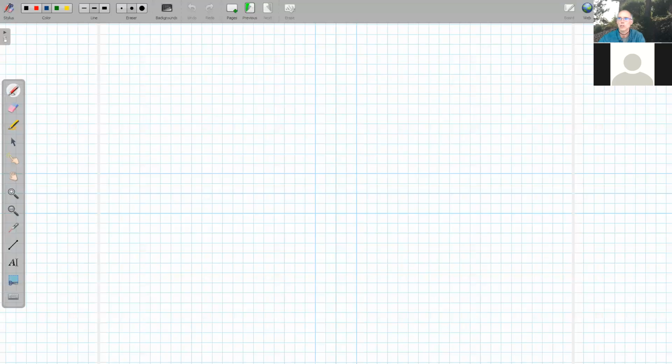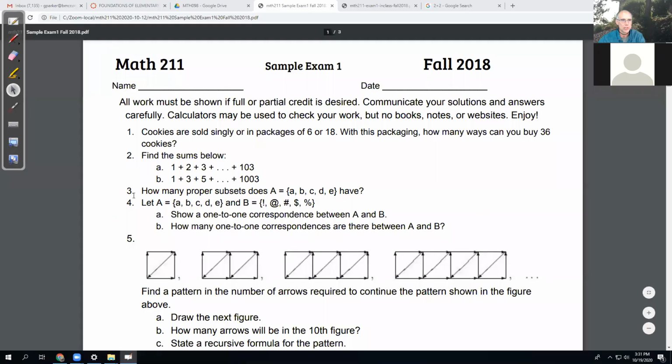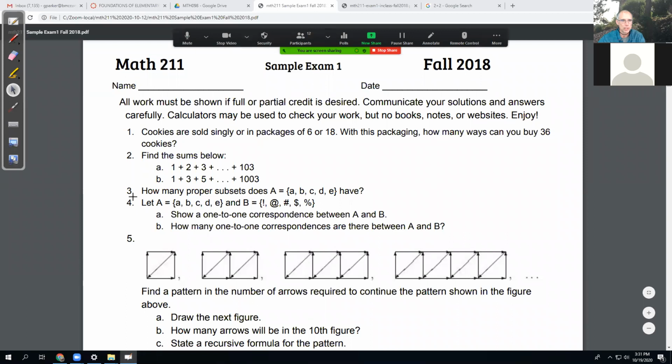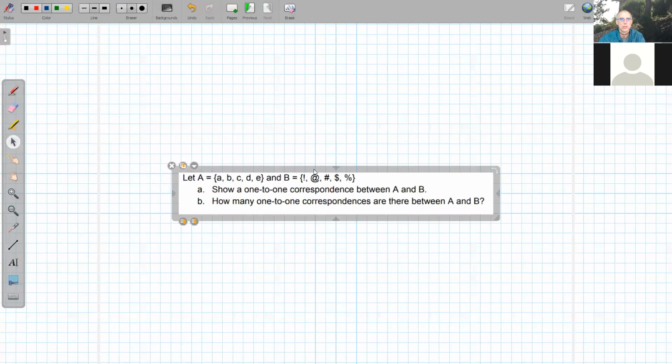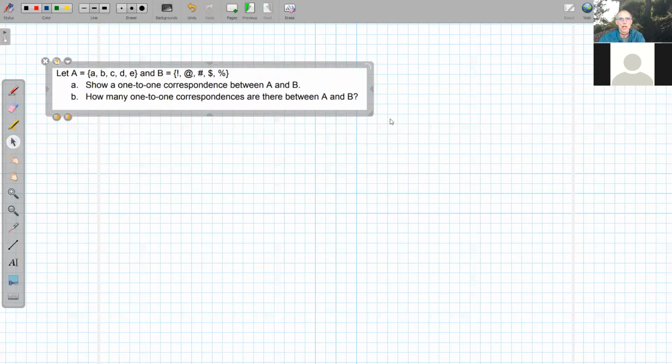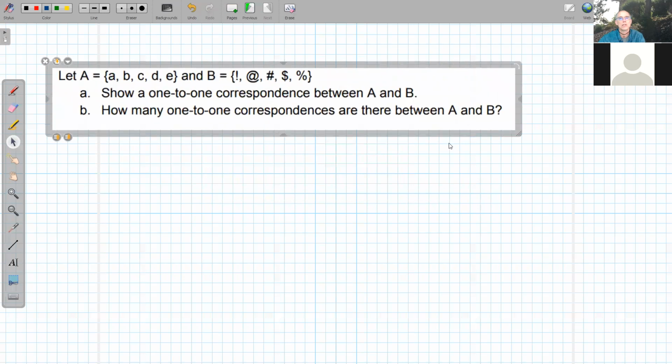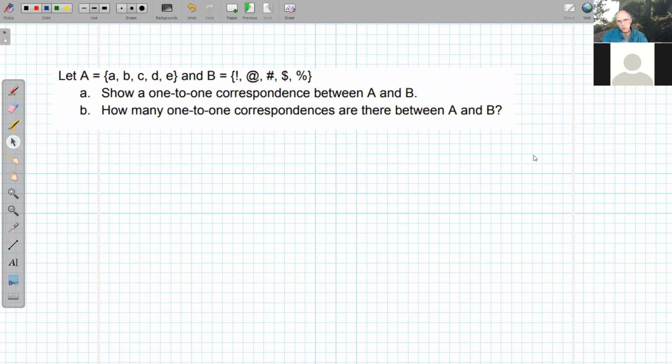separate. So we have to count out one-to-one correspondences between two sets. And then we have a couple questions about 9. So a one-to-one correspondence is where we try to match every element in one set with an element in another set. So one possible way to do that is the obvious way, in order.